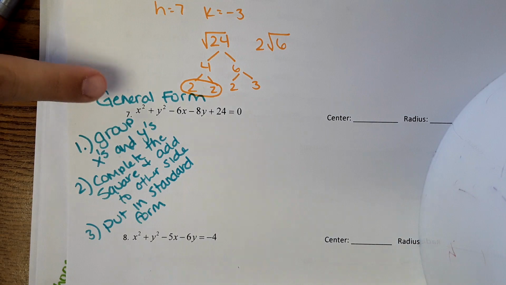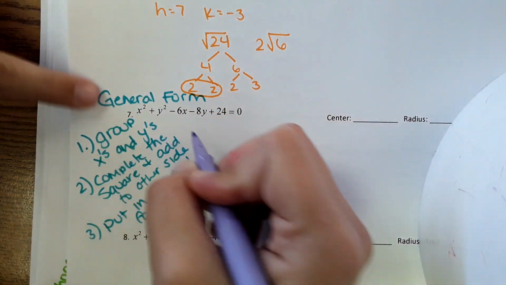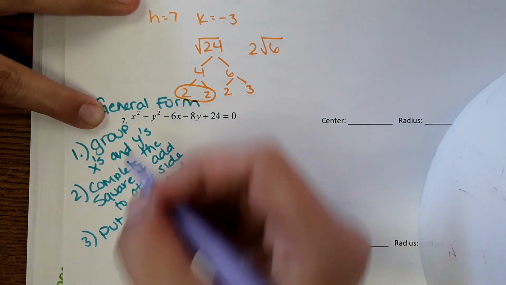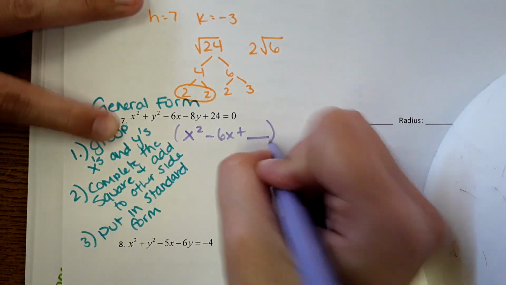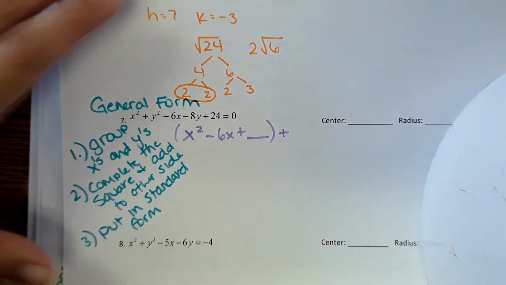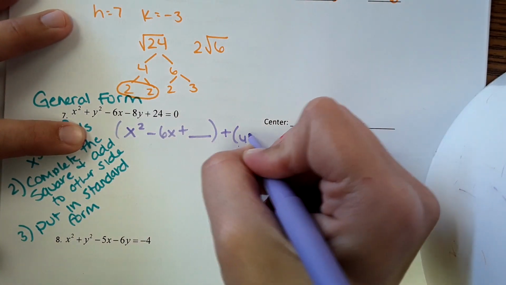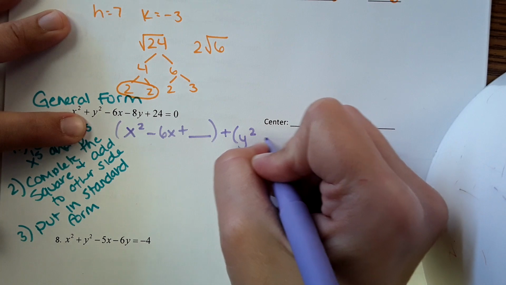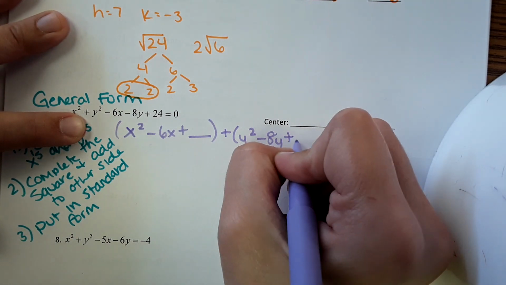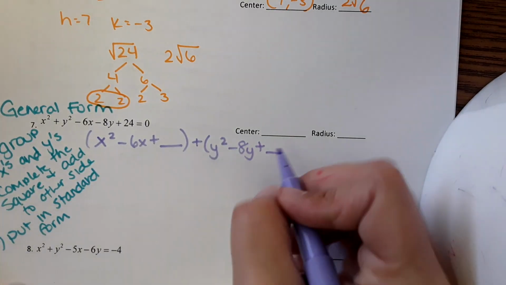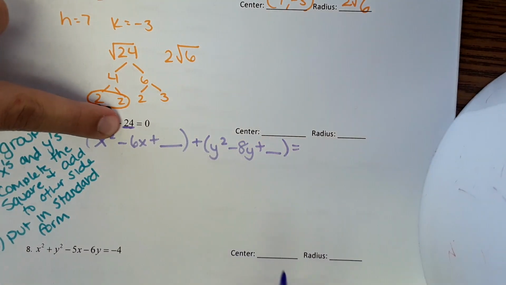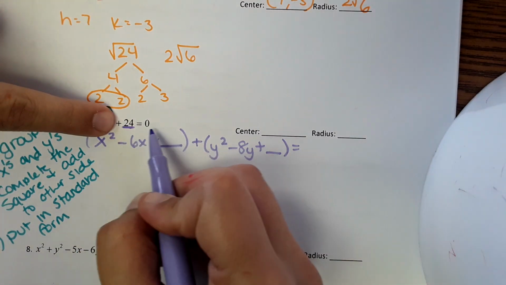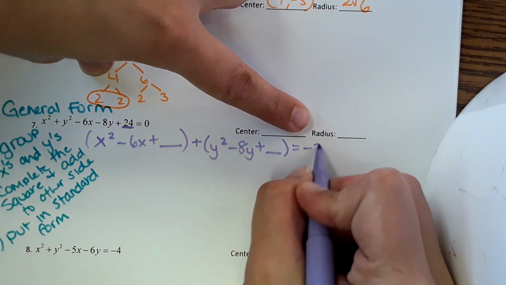Okay, so what does all this mean? First, we're going to group the x's and y's. So we're going to put the x's with the x's and the y's with the y's, and it'll look like this. x squared minus 6x plus blank, then plus y squared minus 8y plus blank. And then notice how we have this 24 right here. Where does that go? We're going to put that on the other side of the equation, so subtract 24 from both sides and it goes over here.